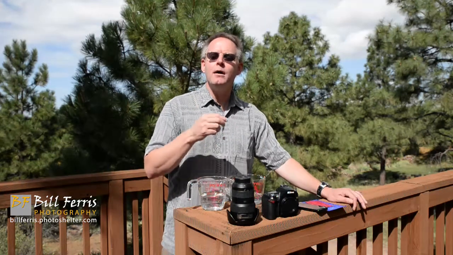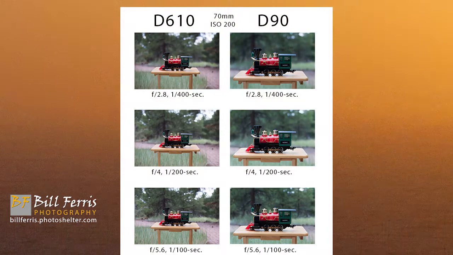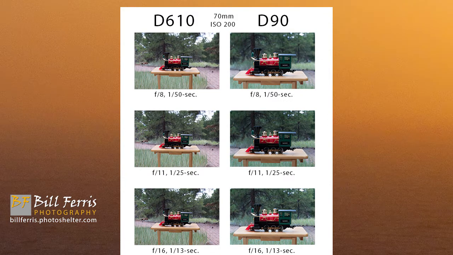And to understand this, or to see this in action, let's take a look at images made with my Nikon D610 and D90 cameras. Again, the D610 is a full frame camera, the D90 a crop sensor body. Now you'll see, looking at these images, that they were all made with the same Tamron 70 to 200 millimeter zoom lens, and that in the sets of images, both cameras were operating at the same focal length and the same focal ratio, and used the same length exposures to make their images.